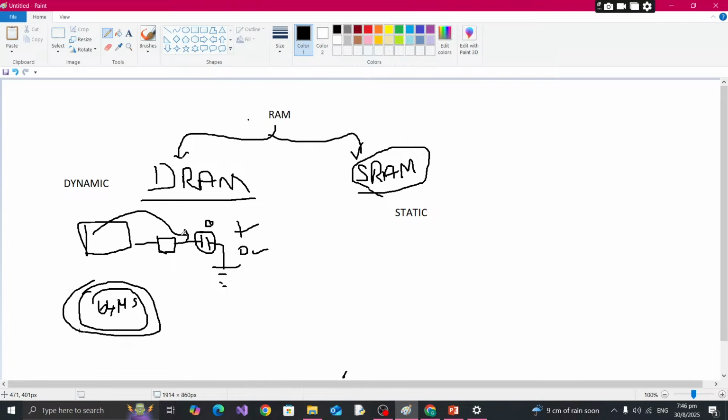So we are compelled to work dynamically on this RAM, on this memory cell. So it is called dynamic RAM. I think you got the point. We have to dynamically work on it.